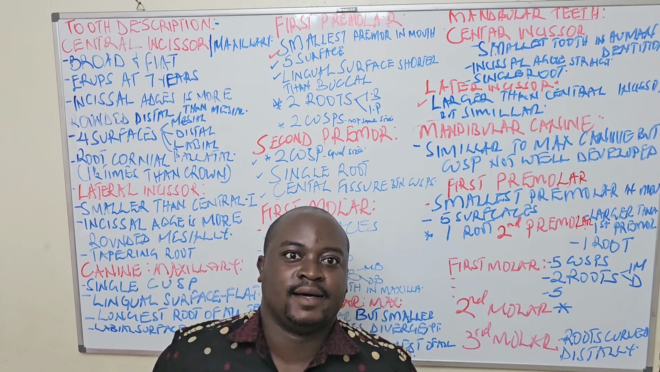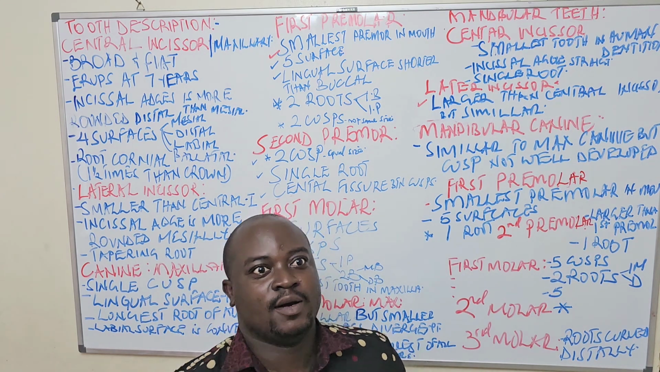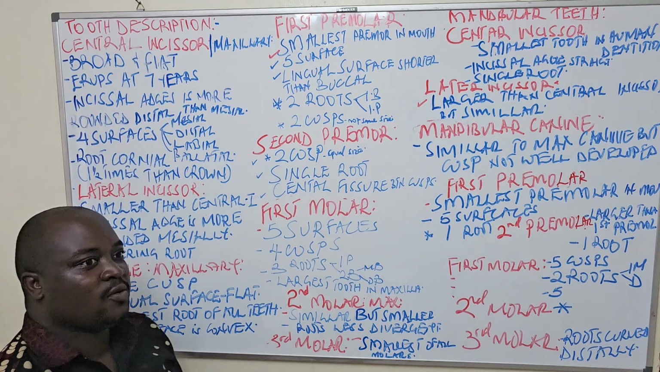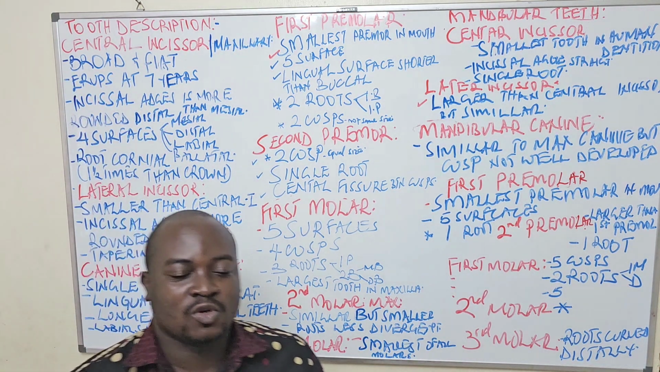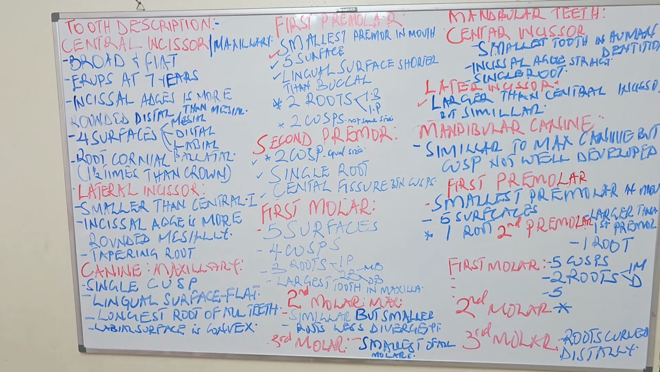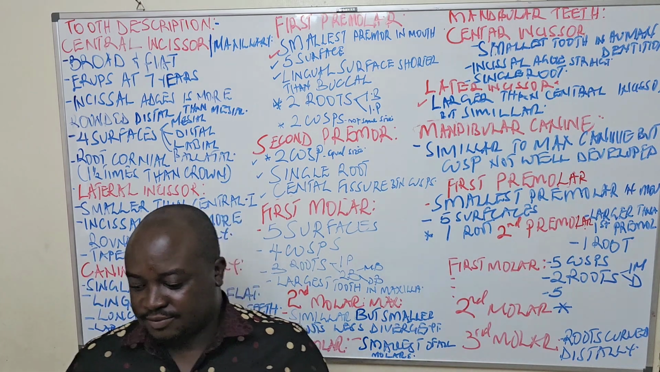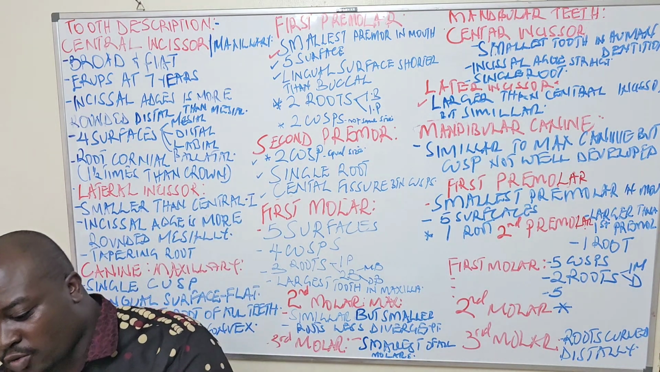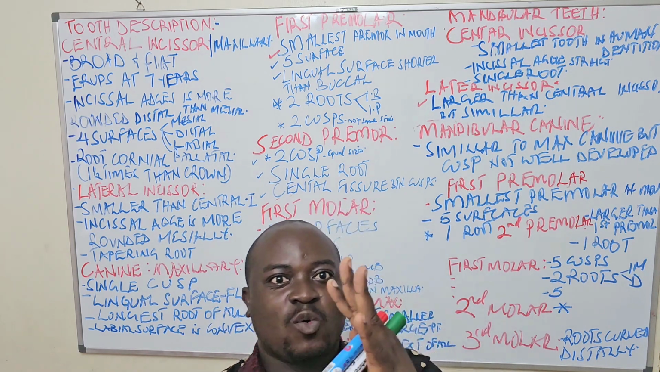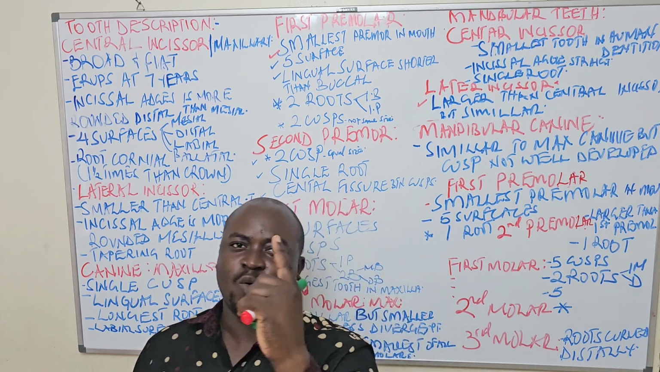For our sixth lecture, we are going to talk about teeth description. We talked about surfaces, we talked about different parts of a tooth. We talked about anatomical crown, anatomical landmarks. So for this lecture, we are going to talk about them one by one.